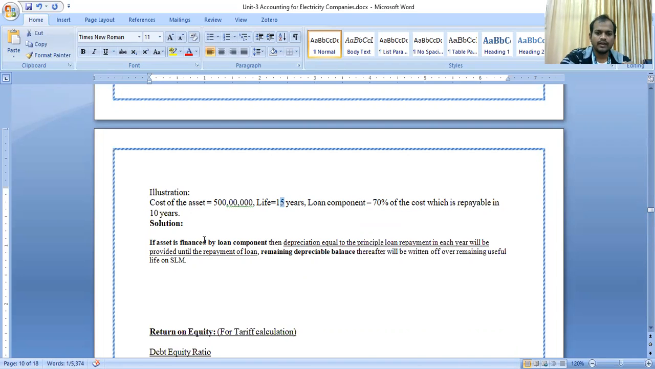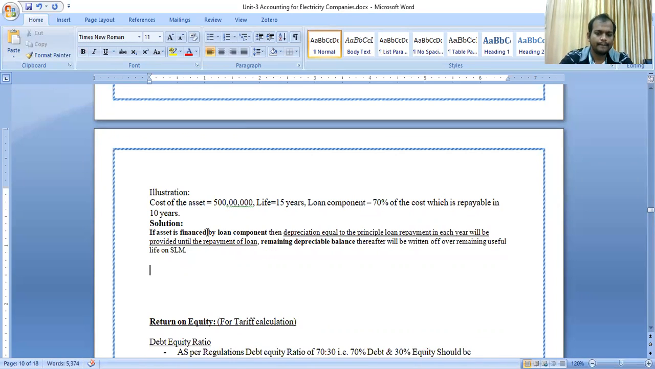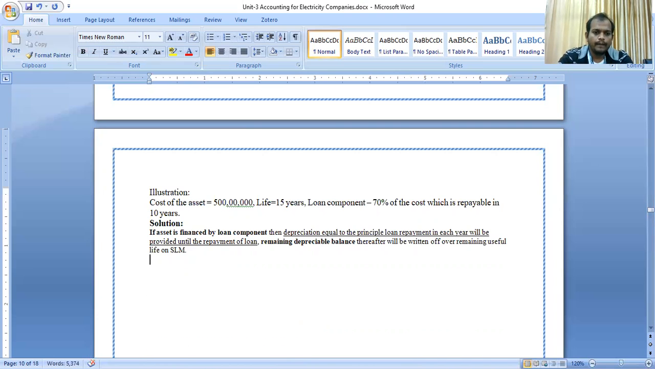If the asset is financed by a loan component, then depreciation equal to the principal loan amount in each year will be provided until the repayment of the loan. Okay, let's go with the calculation. Cost of the asset is 500 lakhs and life of the asset is 15 years.